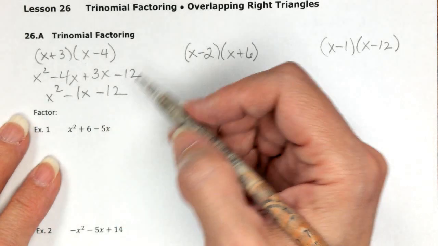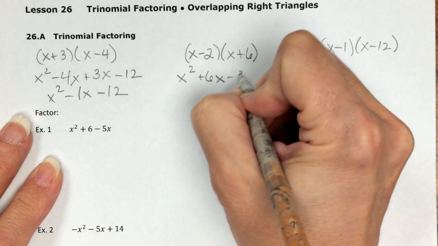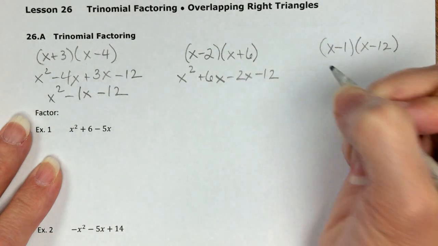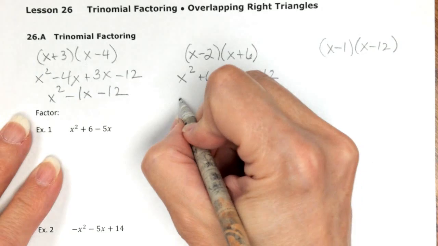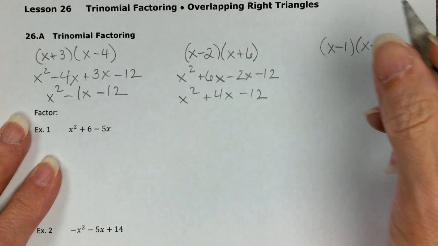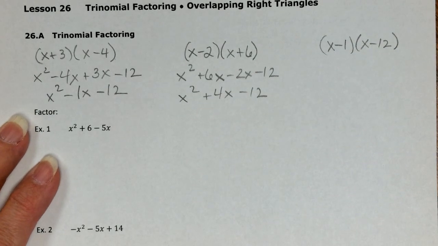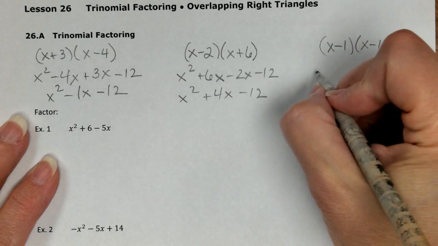we're done with these. And here, first times first, outer is 6x, inner is negative 2x, and then last is minus 12. Add the like terms here. And over here on the end, we have x minus 1 times x minus 12.